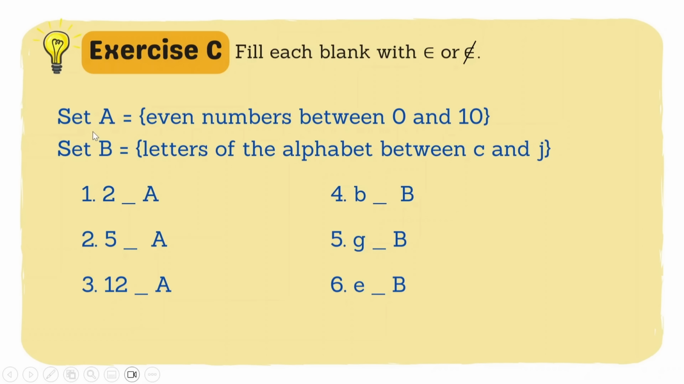Okay, let's have set A. Set A is equal to the even numbers between 0 and 10. And then we have here set B is equal to the letters of the alphabet between C and J. Let's have number 1. Is 2 an element of set A? Kasama po ba siya dito sa set A natin? Even number ba si 2 between 0 and 10? Yes, so 2 is an element of set A.